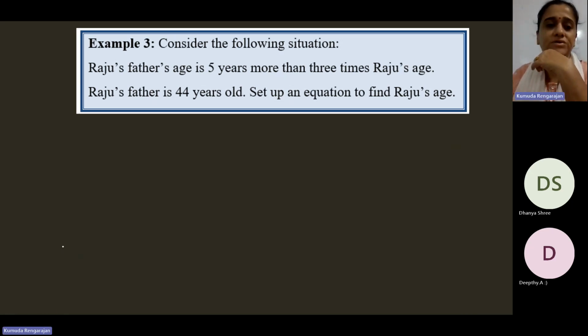So consider the following situation. Raju's father's age is 5 more than 3 times Raju's age. Raju's father is 44 years old. Set up an equation to find Raju's age.